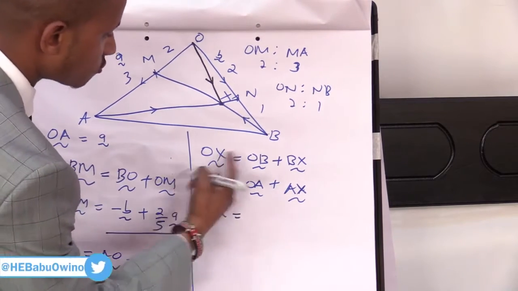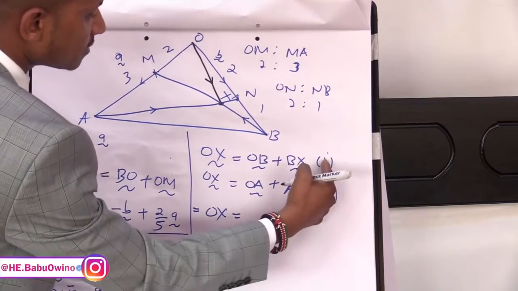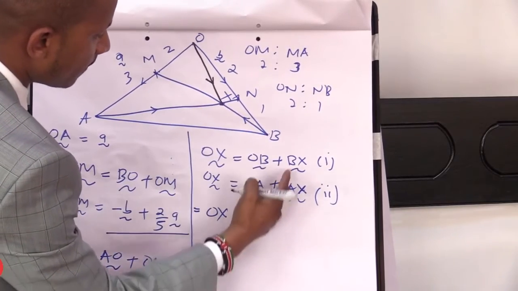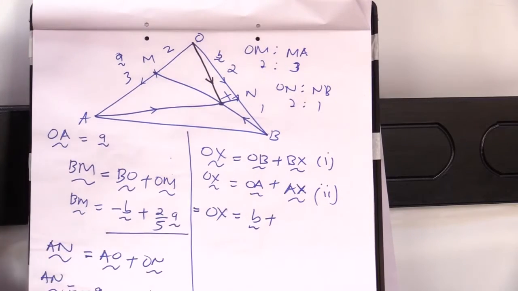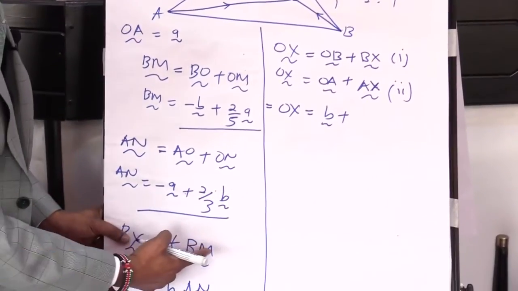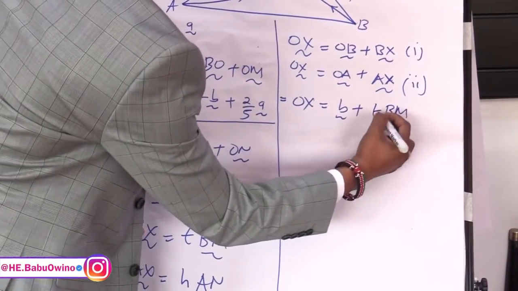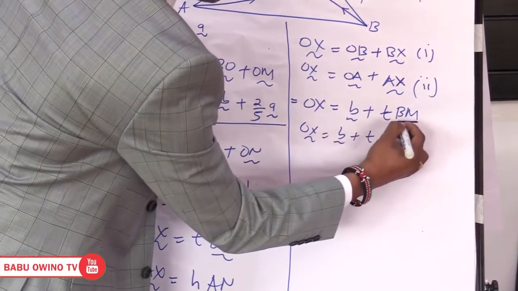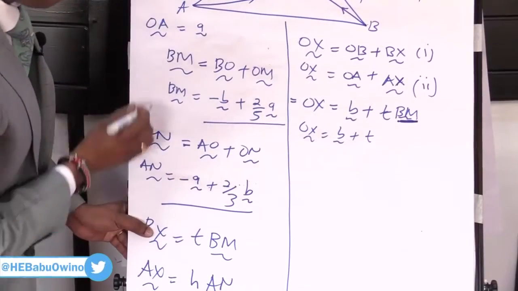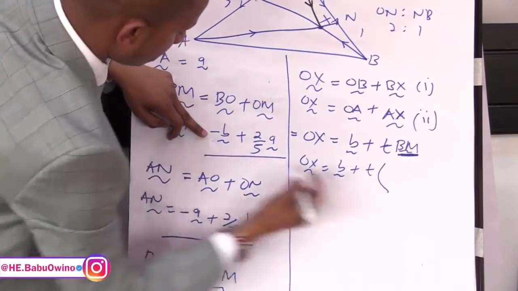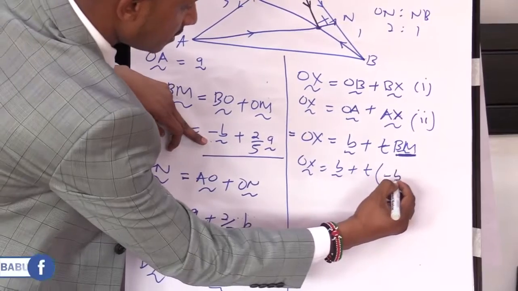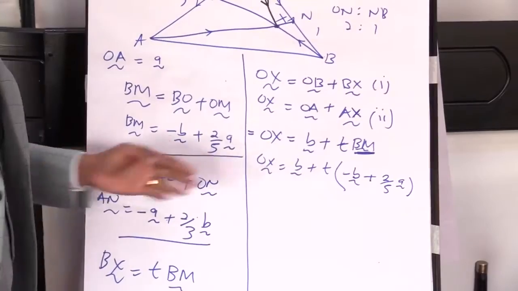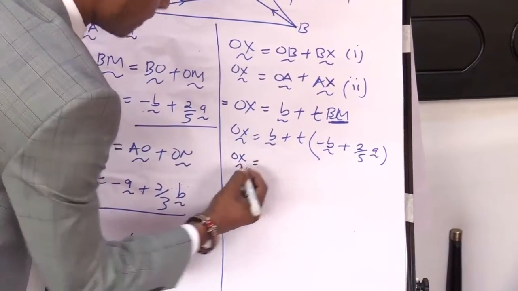So for O to X, the first OX is 1, this is 2. Let's find OX1, which is OB. OB is B plus BX. BX, you are told BX is equal to T of BM. Therefore, OX equals B plus T of BM. BM is here. BM is given by, you already solved it here, which is minus B plus 2 over 5 of A.